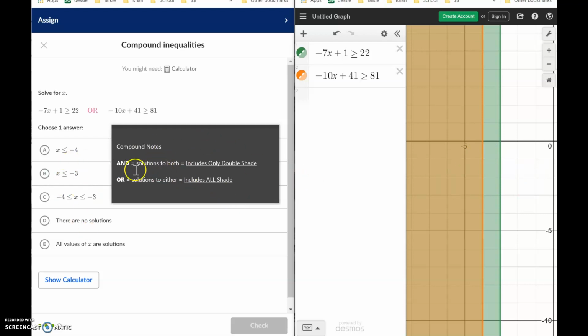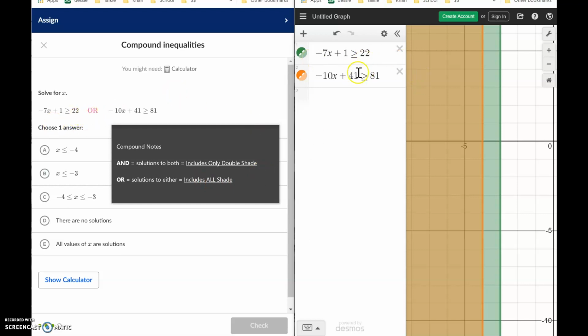A couple notes here. And means that the values are solutions to both, and when you graph that, only the double shade represents the and portion. If it's an or, that would be solutions to either, which would include all the shade. So here we have an or compound.